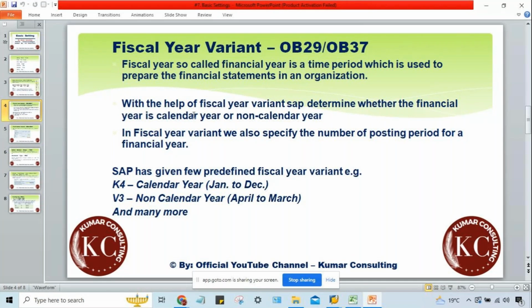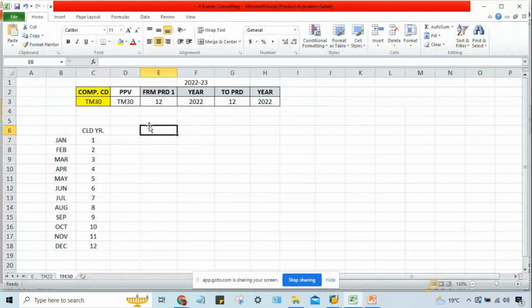Now, with the help of fiscal year variant, SAP determines whether the financial year is calendar year or non-calendar year. See, I'll tell you guys, if I had to finish it off as soon as possible, I would have said these things in a single line: what we are next setting is the fiscal year variant. What is the use of fiscal year variant, guys? Whether we are using calendar year or non-calendar year, SAP is going to identify with the help of fiscal year variant, right? And then what will happen, guys? I would go for configurations. Within 2 minutes, configurations will be completed.